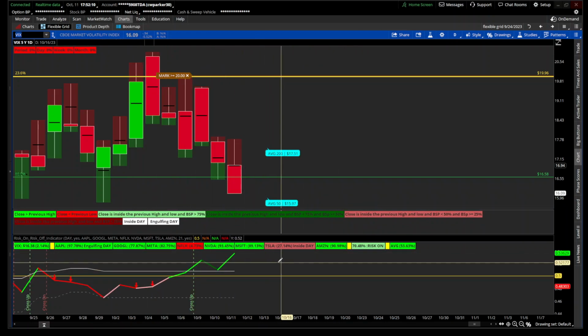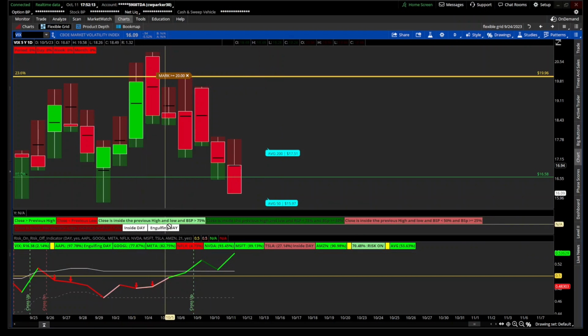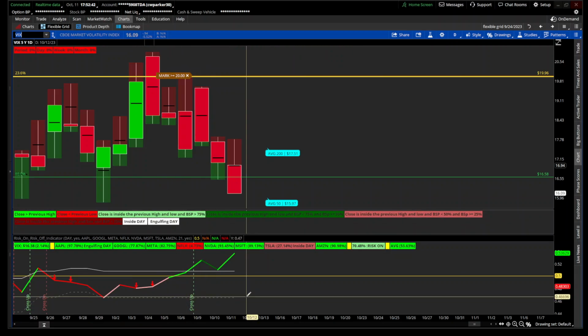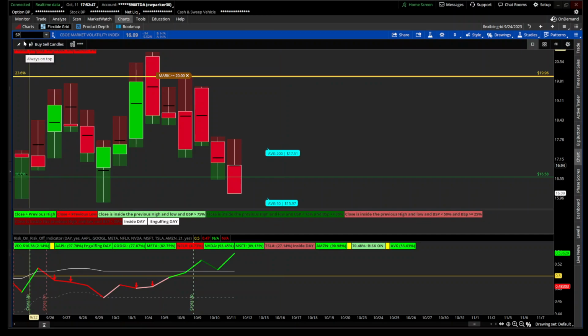If the close is inside the previous high and low, and the buy sell pressure is greater than 75%, you get that light green. If the close is inside the previous high and low, and buy sell pressure is below 75 but greater than 50%, that's the dark green. If it's below 50% but greater than 25, you get this salmon or pink color, and if it's below 25%, you get dark red. You can see where I put in the inside day and then engulfing day. But for the most part, that's what this indicator does. That's the key for it.